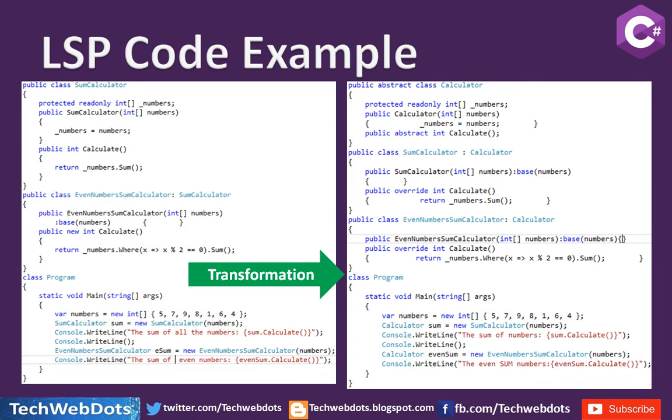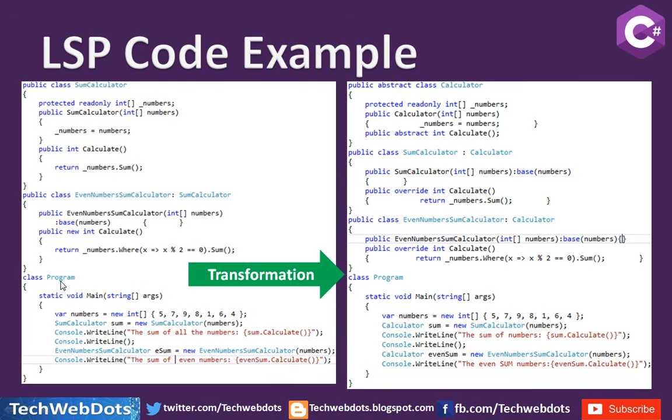If you look at the left hand side, we have a sum calculator class, in which we have one property, one constructor in which we are initializing, and one method which is calculate. If we want to calculate an even number sum, then we simply inherit the sum calculator class, call the base class by passing the numbers object there, and give the new implementation of calculate. That's how we are using it.